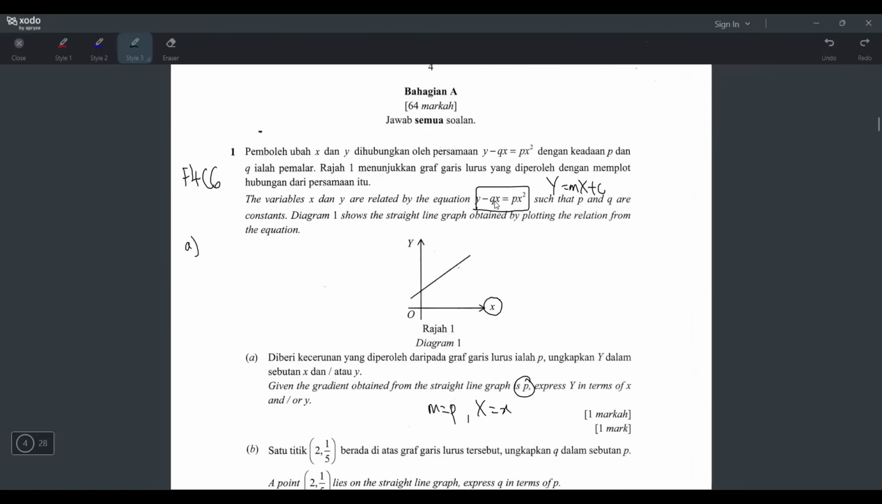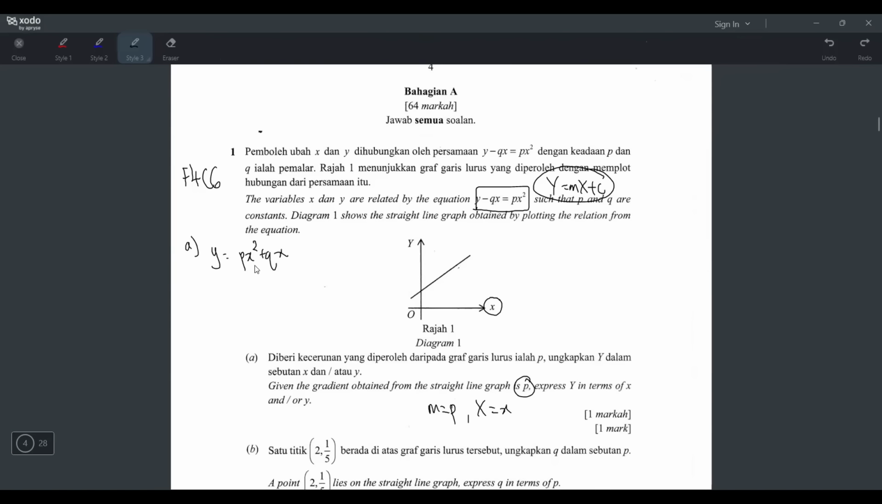All right, I think the minus qx I have to move there lah. Confirm I have to move there. So it becomes px squared plus qx, right? And if you want your gradient to be p, what you should basically do is divide by x. Because if you want to change to linear form, your x can only appear one time here, right?